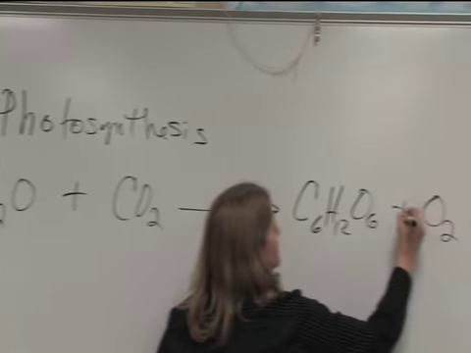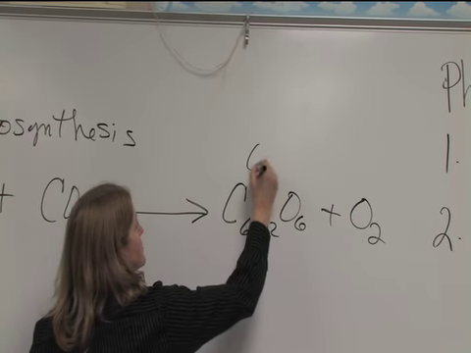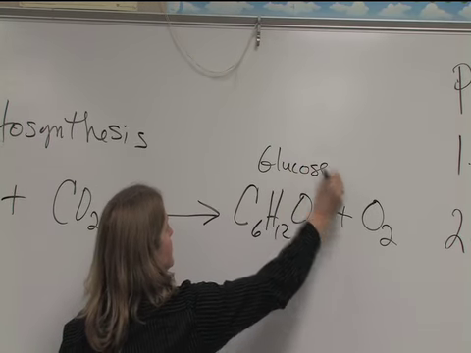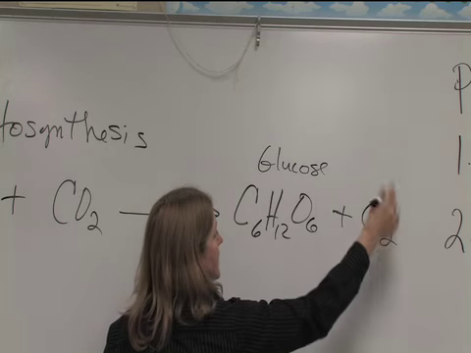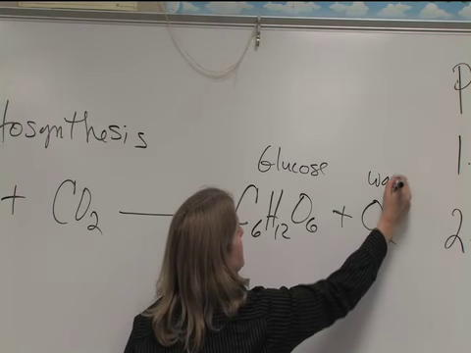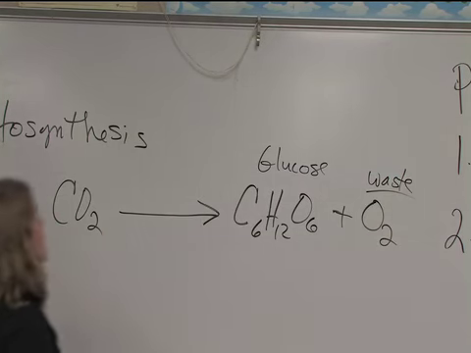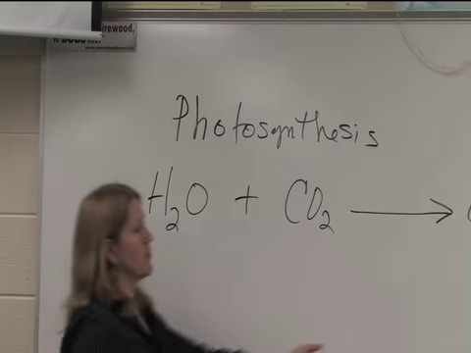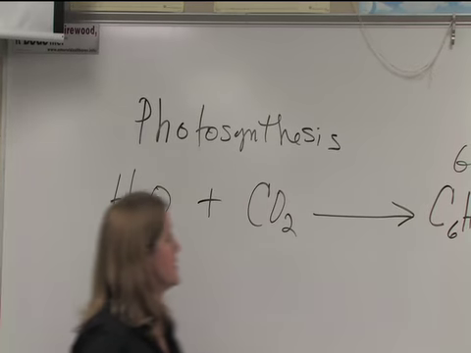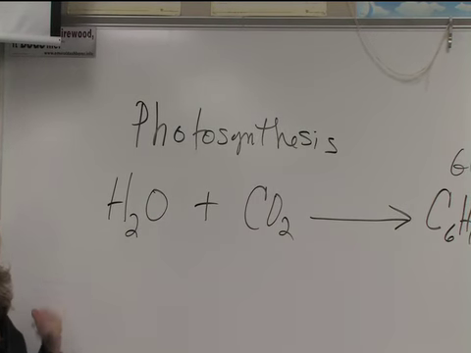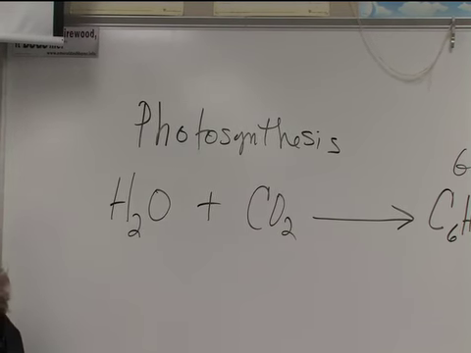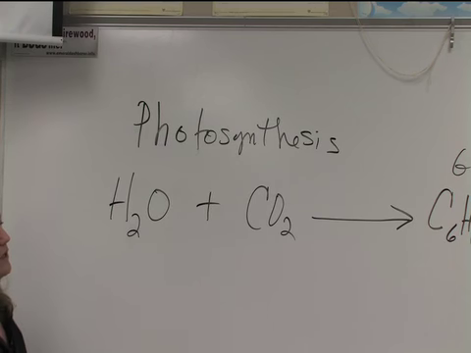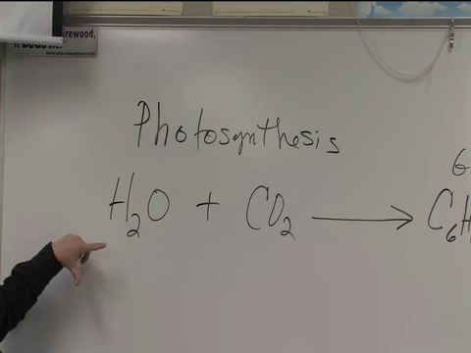sugar and oxygen. This is glucose. This is diatomic oxygen gas. That's a waste product. So you've got two inorganic substances producing an organic substance. And this happens in plants, cyanobacteria, some protozoans that have chloroplasts.